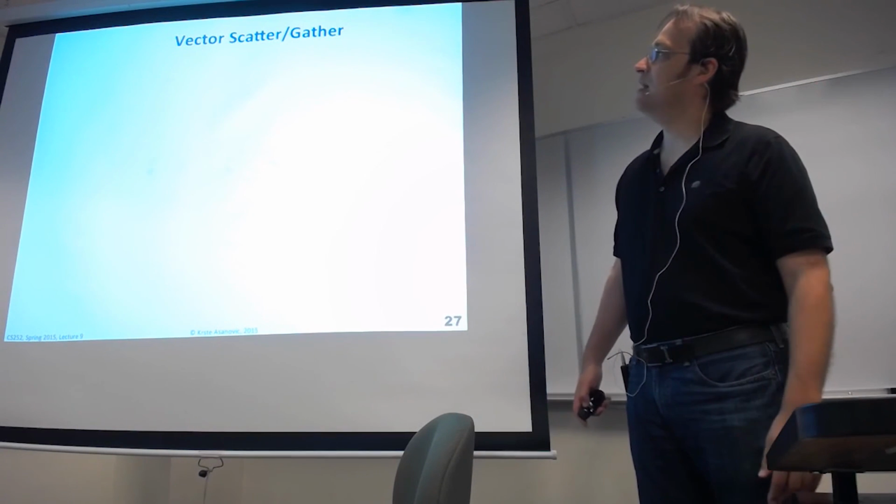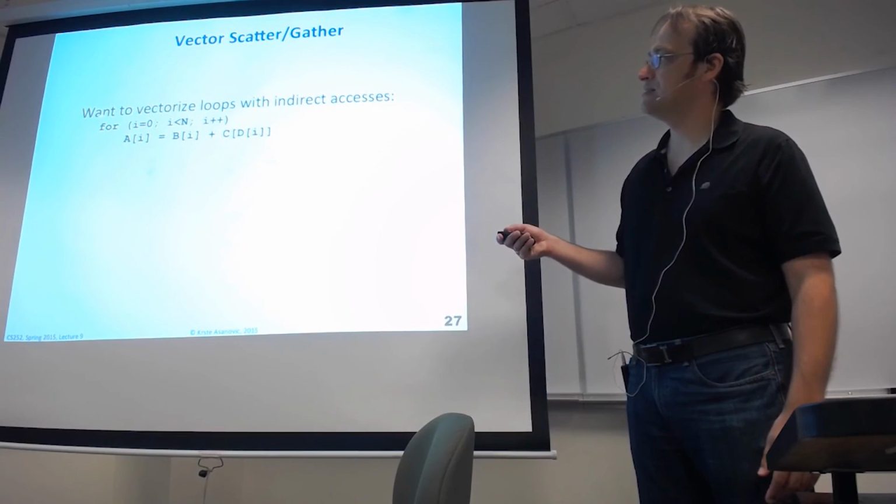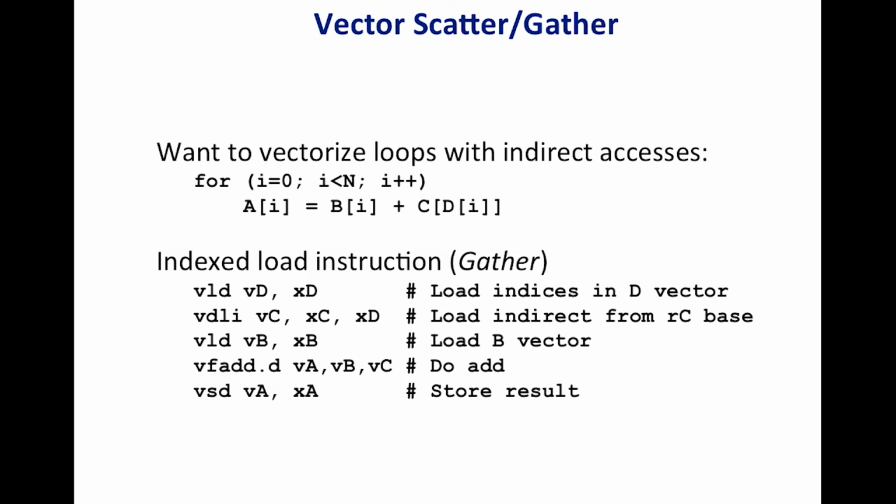A very powerful thing of vector machines is being able to vectorize loops with indirect accesses, right? So here C is being indexed by a data value held in D, C of D[i]. So using a gather instruction, you would load indices from D into a vector register. Then the indexed vector instruction would take a scalar register as the base of C. Yeah, this should be VD here. This should be VD.